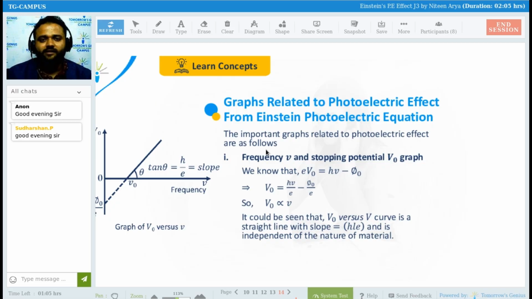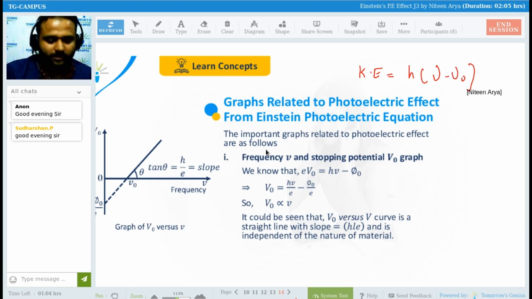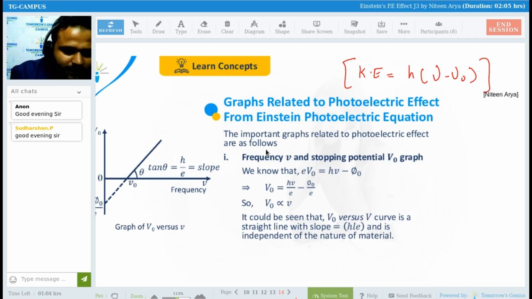We revise, you can say, understand everything. The photoelectric effect on the basis of Einstein's theory, and these are the important graphs. Graphs related to the photoelectric effect from Einstein's photoelectric equation. Einstein's photoelectric equation is a little bit altered, you can rewrite it in this way. The general equation you know, right? So that is your Einstein's PE equation.